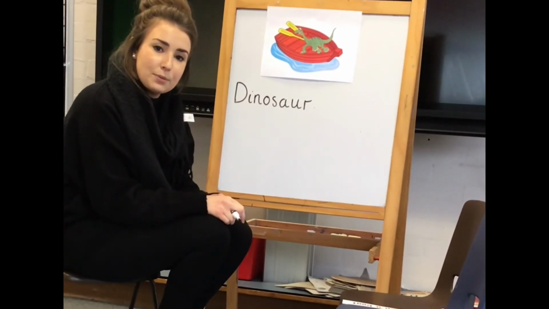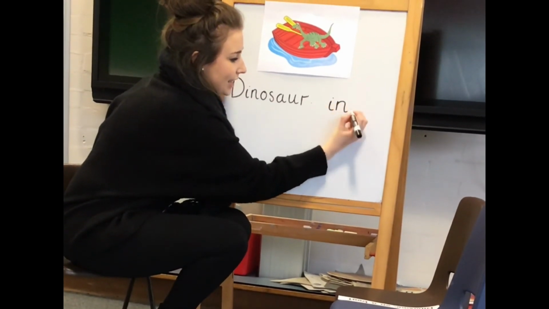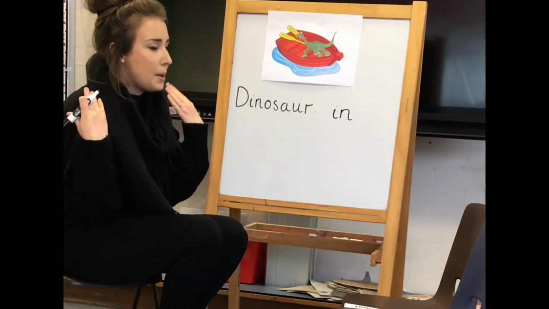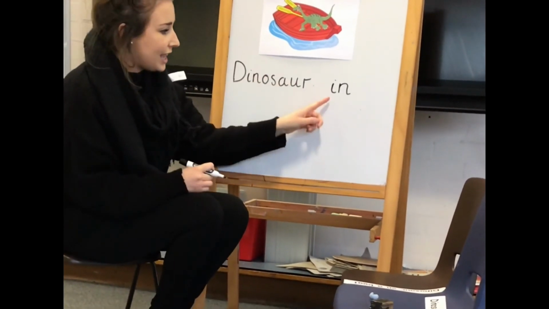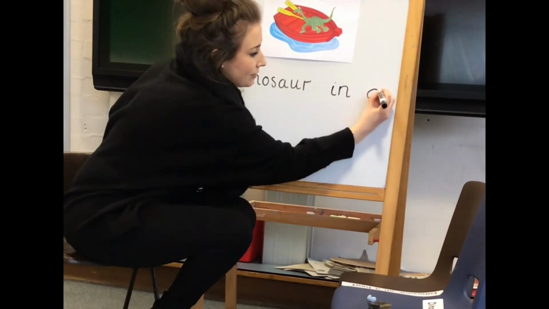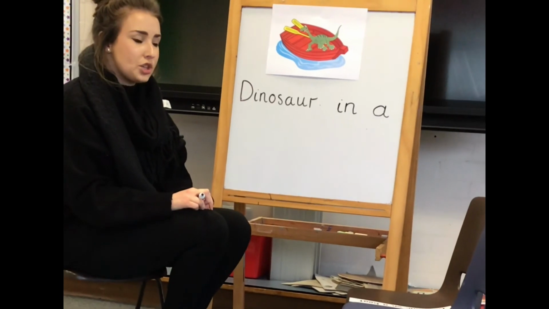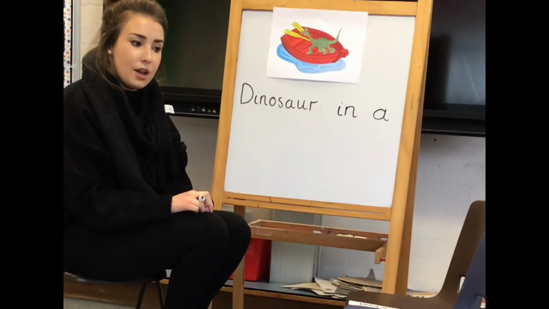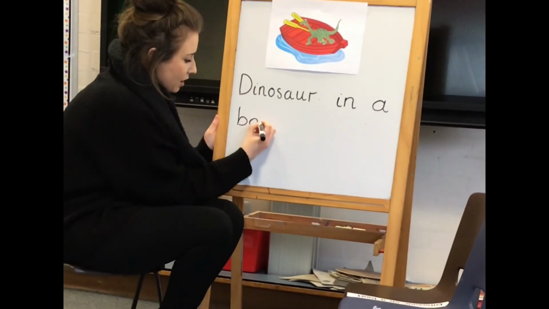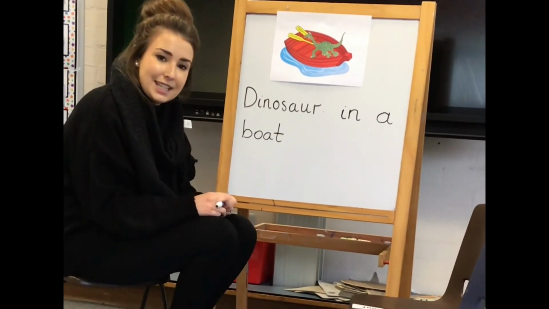Can you write our next word? It's in. Finger space. In. Dinosaur in a boat. Dinosaur in a. Can you write it on your piece of paper? Boat. B-O-T. I need my new digraph. B-O-T.